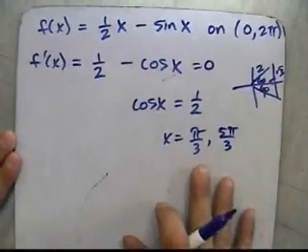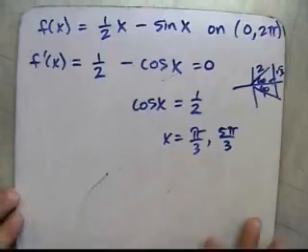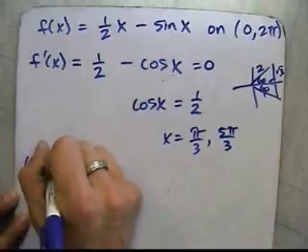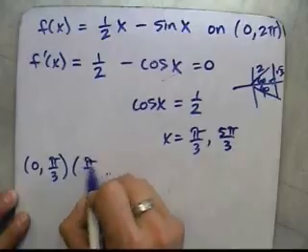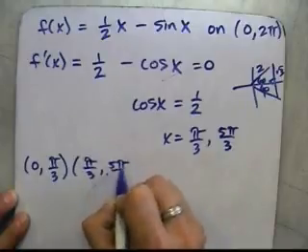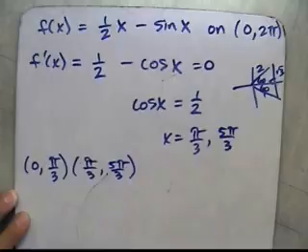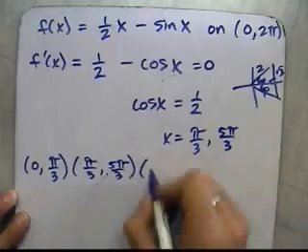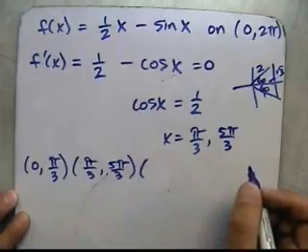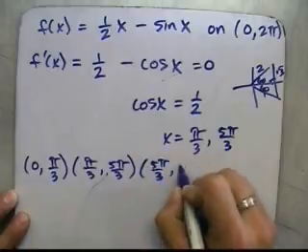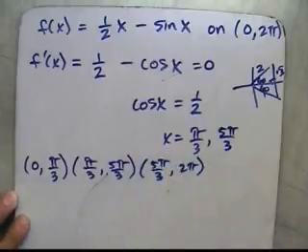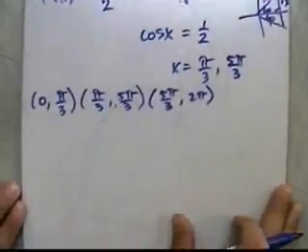Now I want to set up my intervals based on these guys right here, okay? So my first interval is going to go from 0 to pi over 3. That's my first interval, okay? My second interval goes from pi over 3 to 5 pi over 3. My third interval is going to go from 5 pi over 3, do I only have 3 intervals? Yeah, pretty sure. And then to 2 pi. Okay, so these are my intervals.